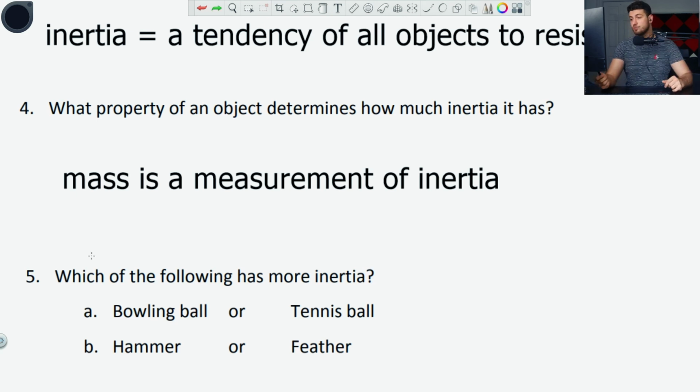Question 5. Which of the following has more inertia? So, as we just discussed, the more the mass, the higher the inertia. So in this case, the bowling ball will have obviously higher mass compared to a tennis ball, and the hammer will obviously be heavier than the feather. Remember, higher mass equals higher inertia. Now let's go to more analytical questions when we need to calculate something and provide some equations.